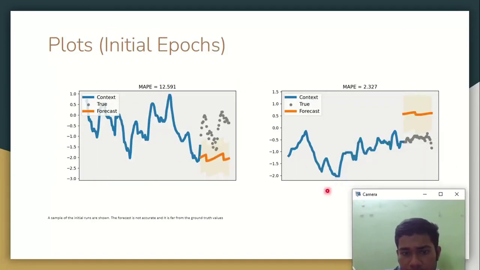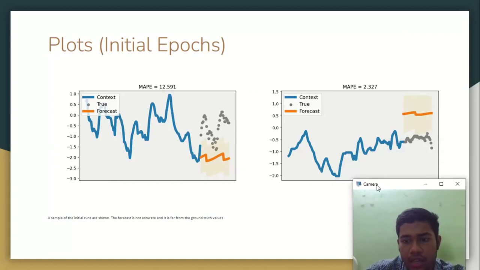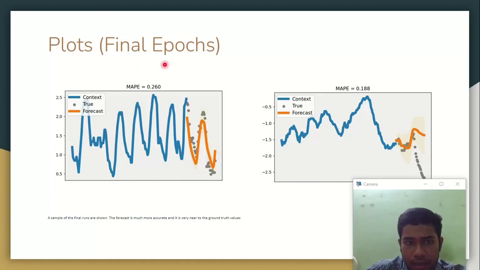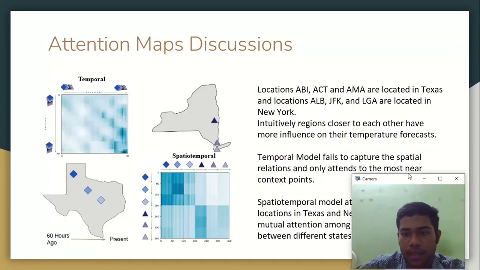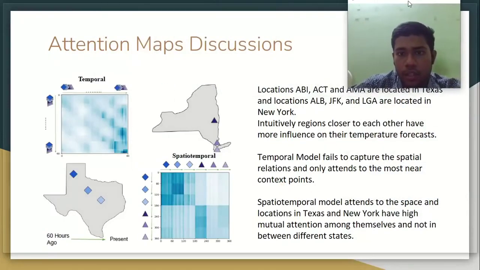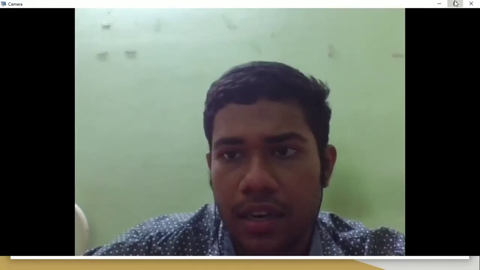The initial epochs are as follows. Again, we can see that it's not well trained over here, so the predictions are quite far from the true values. But after the final epochs, the predictions are quite near to the true values, although not as good as the basic Spacetimeformer method. One more thing over here is that we are going to discuss the different attention maps.